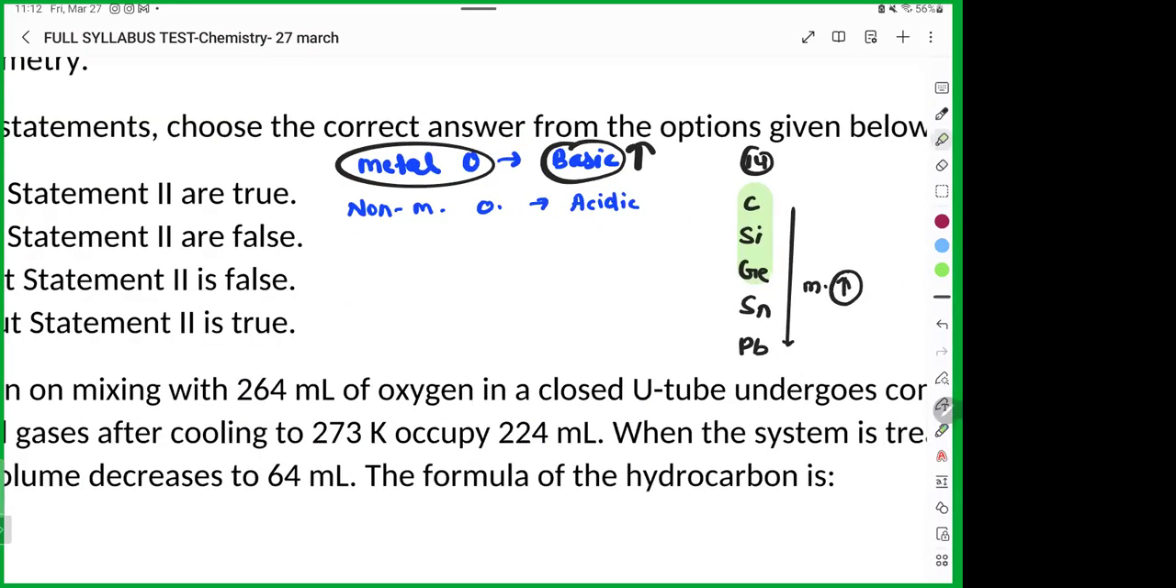So, guys, look at this. When metallic character increases, basic character increases. Down the group, metallic character is increasing, so basic character will increase. They are asking about acidic character. So the upper elements have more non-metallic character. Non-metallic character means more acidic. Makes sense? Lower members are more metallic. More metal means more basic. More basic means acidic character is less.